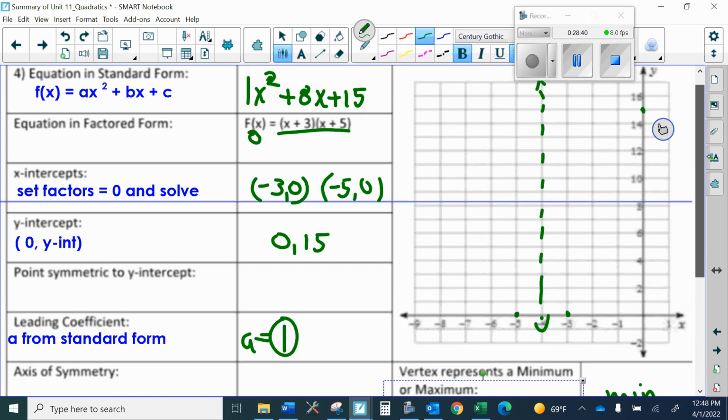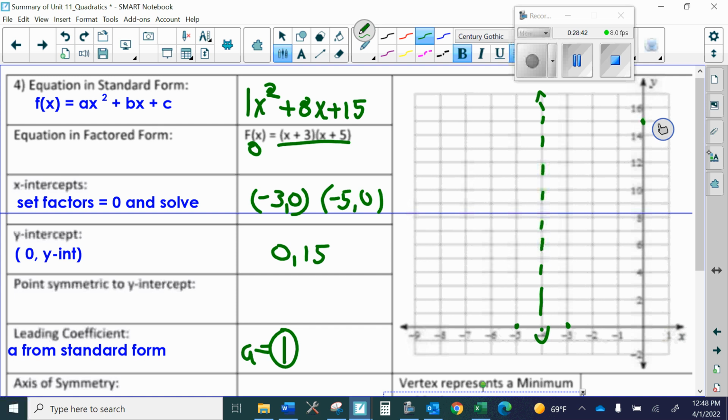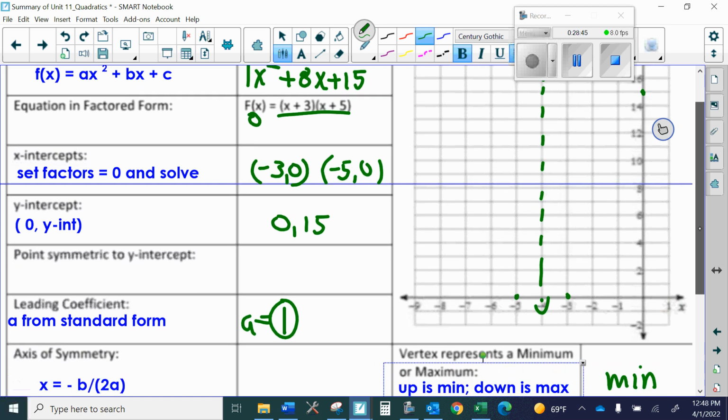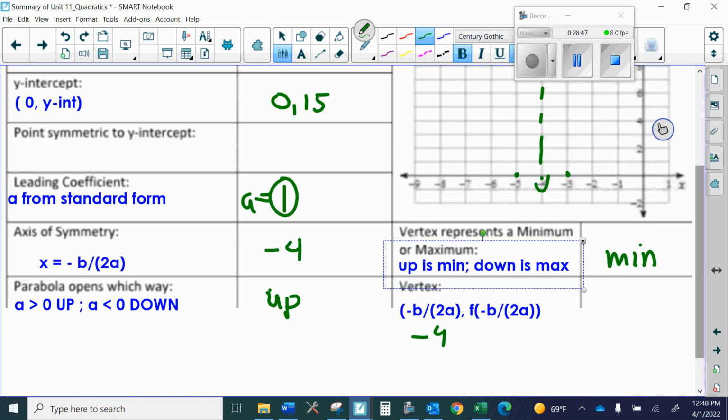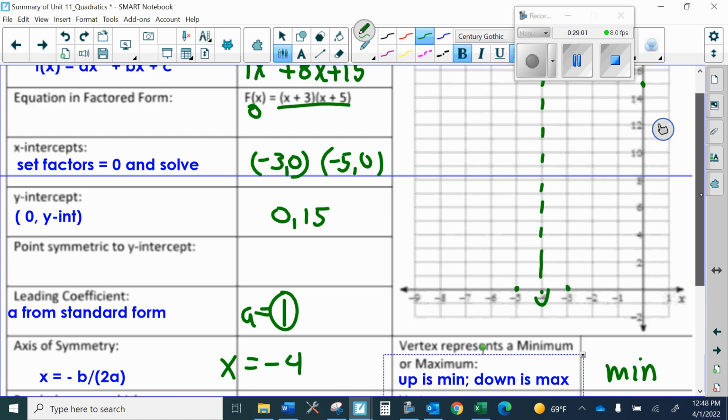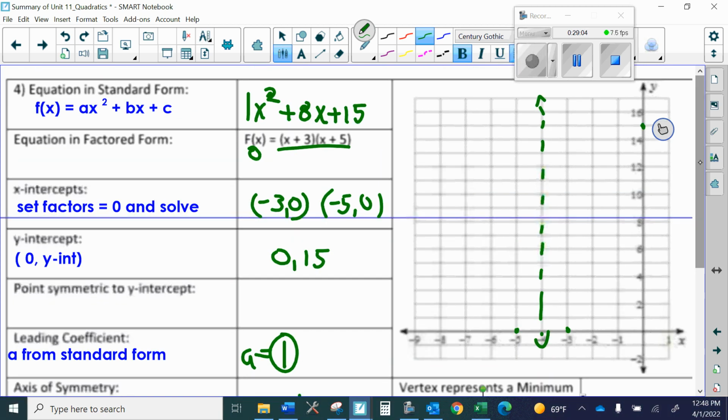We would get -b is -8 over 2 is -4. So that's consistent. Axis of symmetry is x equals -4. Okay, so we know the x coordinate of the vertex is on the axis of symmetry. So that's why we know it's -4. Now we're going to plug -4 in. Now, remember I said not into the original that it gave me, which is right here. I'm not going to plug it into there because you might have messed that up and not multiplied correctly. This is correct right here.